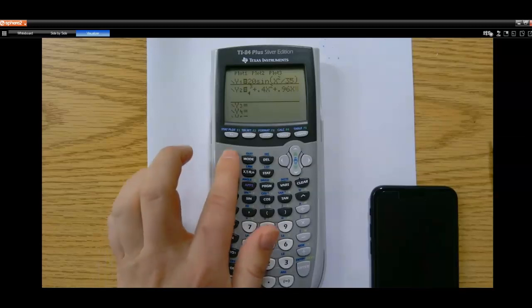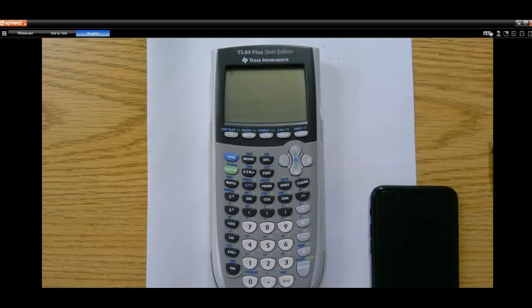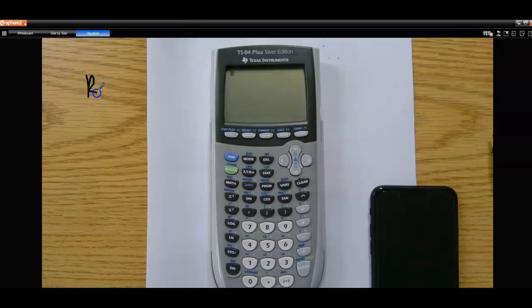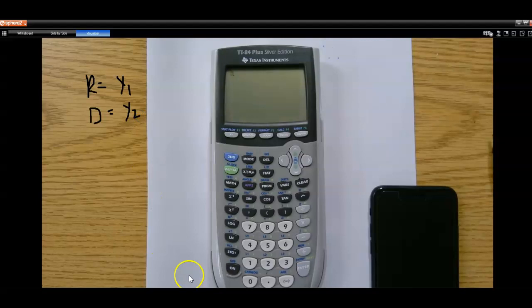So we're going to come out of there. So push second and quit. So we've stored our two functions in there. And what you want to remember here is that R is equal to the y1 function, and D is equal to the y2 function on my calculator. That's going to come in handy.